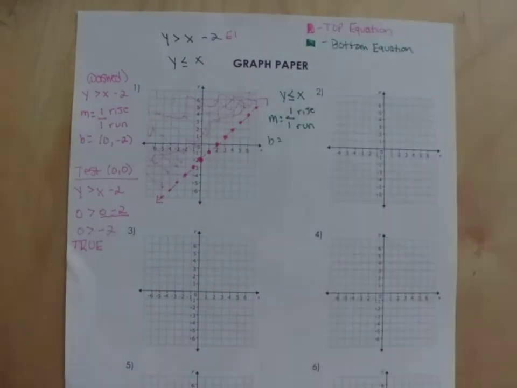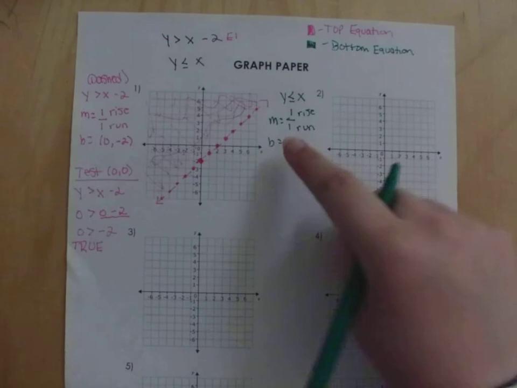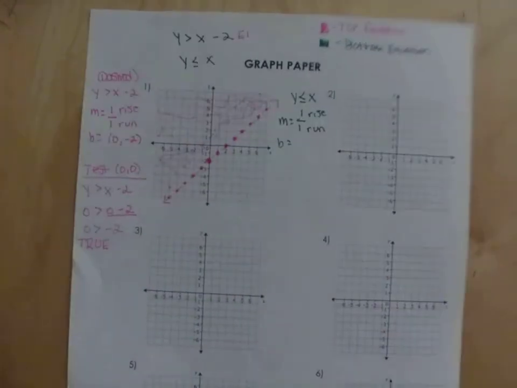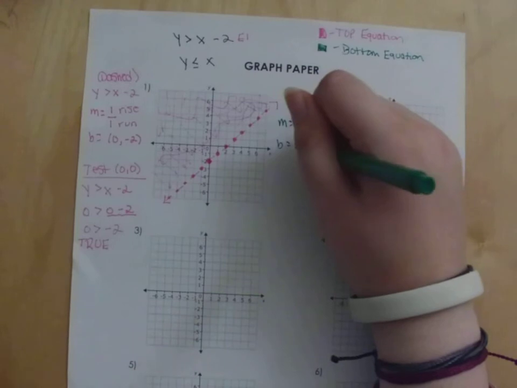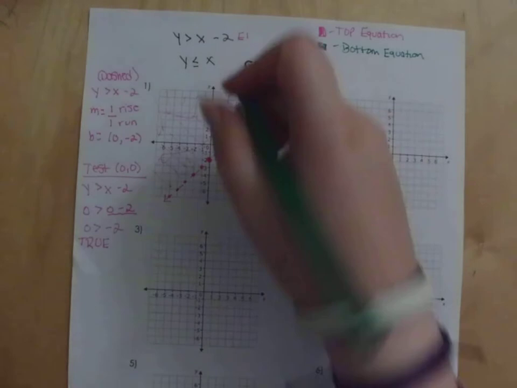So we've got our rise over run, same as the last one. And then our b value, we don't have any b value. If it doesn't exist, that just means it's 0. So our y-intercept is going to be at 0, 0. So let's go ahead and start graphing. So we're going to start with 0, 0.